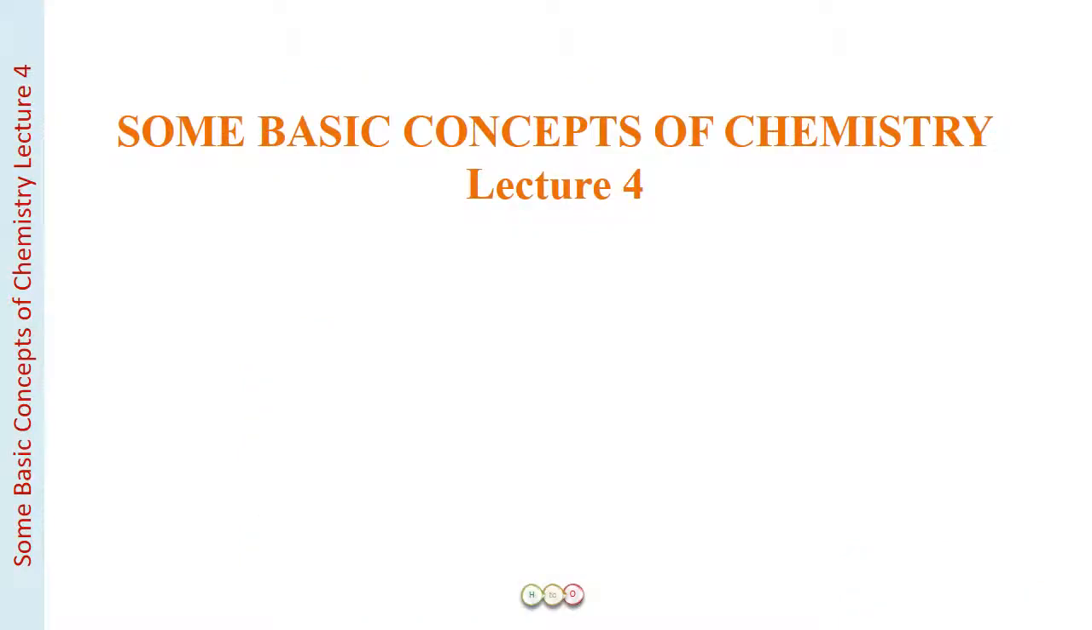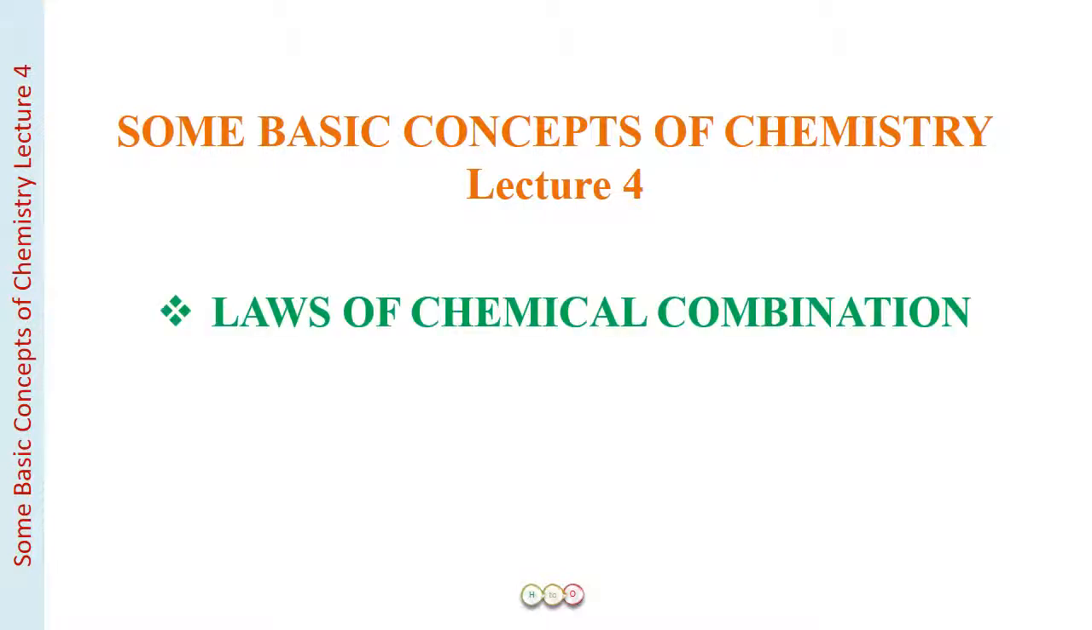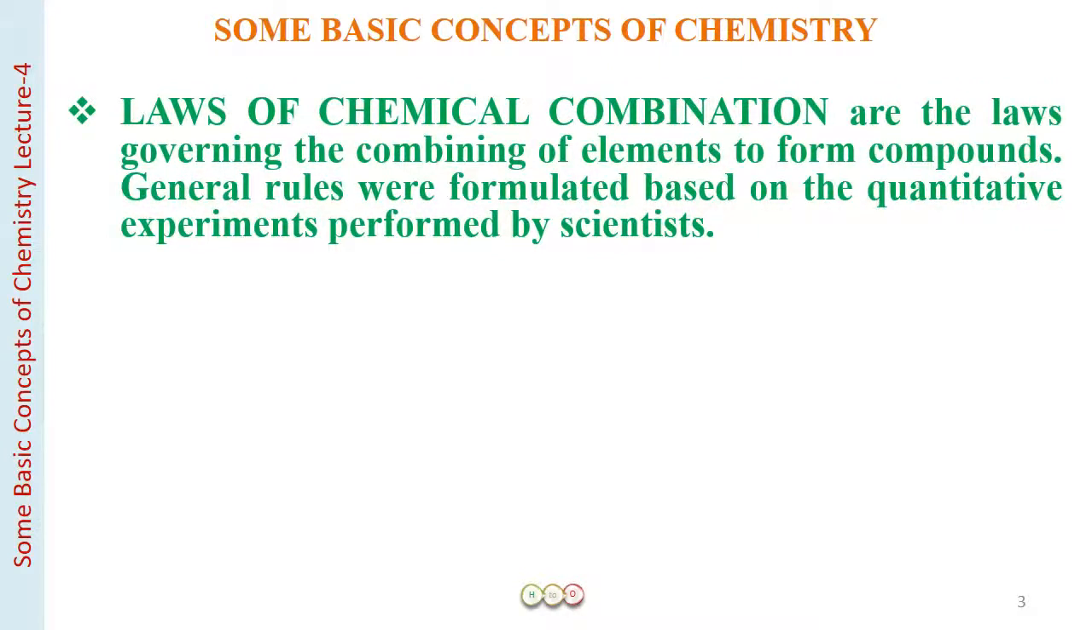Today we will begin with lecture 4 from this course, but make sure you have watched the previous 3 before viewing this one. In this lecture, we would be discussing the laws of chemical combination. So what are the laws of chemical combination? They are the laws governing the combining of elements to form compounds, and general rules were formulated based on quantitative experiments performed by various scientists.